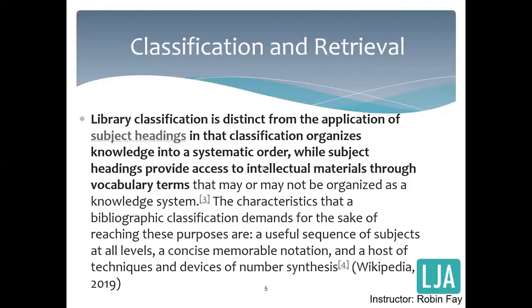The characteristics that make up a bibliographic classification demand, for the sake of reaching the purposes of having that systematic order of knowledge, a useful sequence. So think about what sequence. We kind of think of sequence as being numerical in a certain order, a sequence of subjects at all levels, and then a concise, memorable notation, which for many of us, we just call call number when we hear notation, but it's a little bit more than that. And then a whole group of techniques and devices in terms of how you come up with that number.